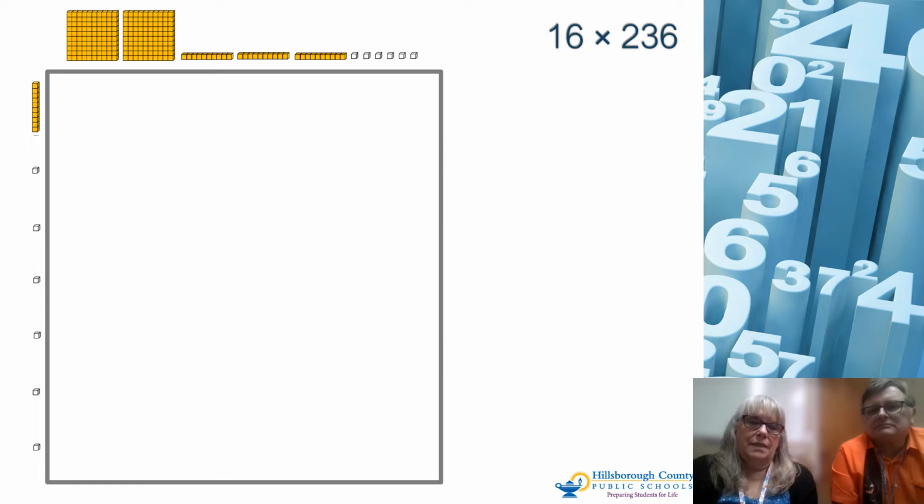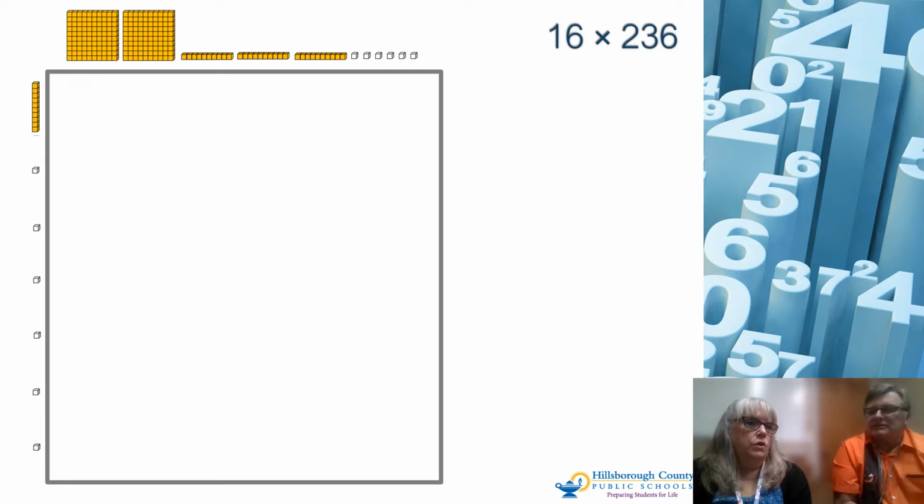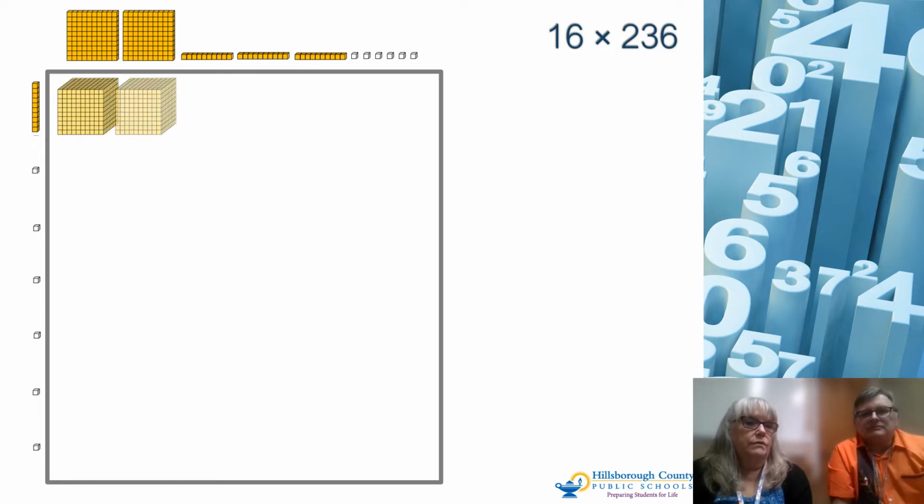With this base 10 model, we have the 2 factors on the outside of the box. So I can see my factor of 16 on the left and my factor of 236 across the top. My students need to be thinking about, well, what are tens times hundreds? Thinking back to those patterns of multiplication. If I multiply 10 times 100, I'm going to get what, Daryl? I'm thinking 10 groups of 100, so it's going to be in the thousands. Correct. So I've got 10 groups of 200, so I'm going to have 2,000.